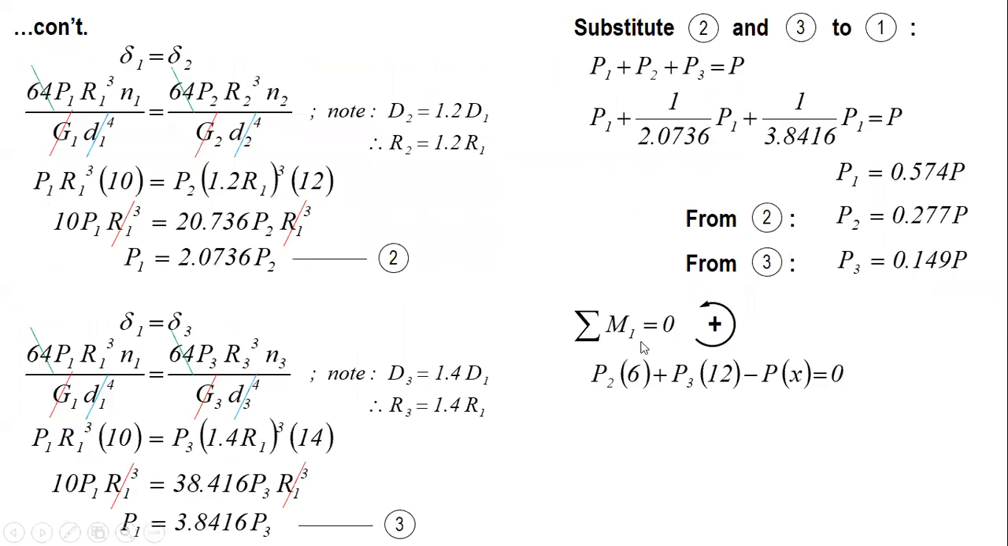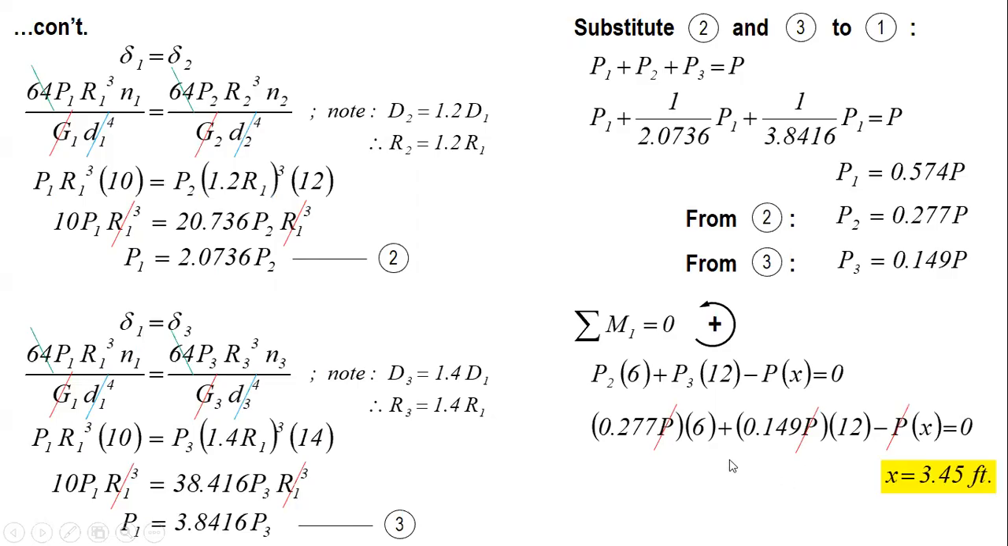And then you substitute the expressions of P2 and P3 here. Oh, and then P will be cancelled out. And we can solve for x. x is 3.45 feet. Okay. So that's the answer for this problem. Thank you for watching.